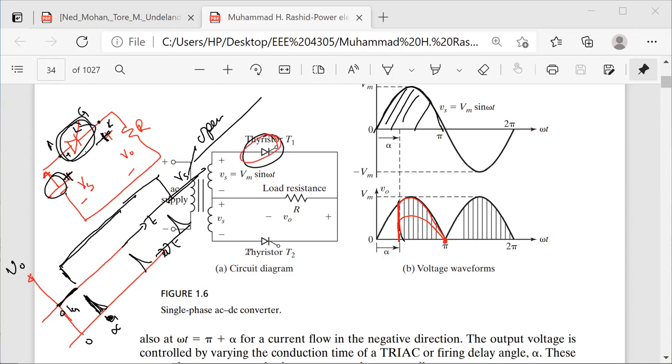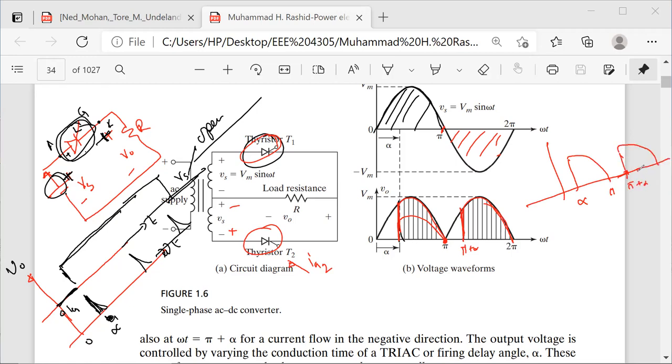And then when it goes to the negative cycle, this other thyristor will be forward biased like this. You have applied a gate current, IG2, at pi plus alpha, so the output voltage will be like this. If I plot this, your output voltage starts at alpha, and then at pi plus alpha. What will be this angle? 2 pi.